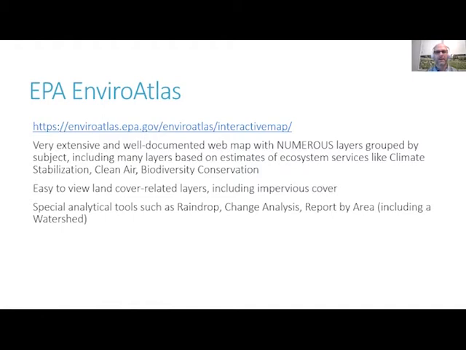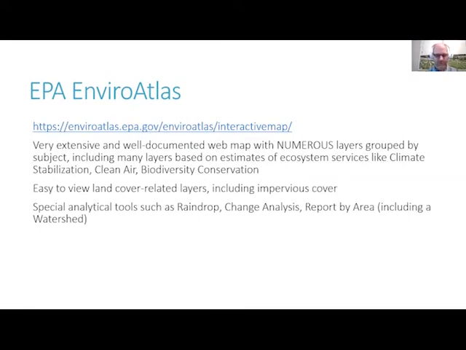Another EPA web mapping interface that is out there is called the EnviroAtlas, and this is developed by the EPA Office of Research and Development. And this is huge. This website has tons of data layers within it. A lot of them are beyond just the scope of water. In fact, most of them are, but there are some water related ones. They have a lot of layers that are related to ecosystem services, such as climate stabilization, clean air, biodiversity conservation. You can see a lot of land cover related layers, including estimates for impervious cover, and you can do this at just about any scale. And then there's other special analytical tools within that.